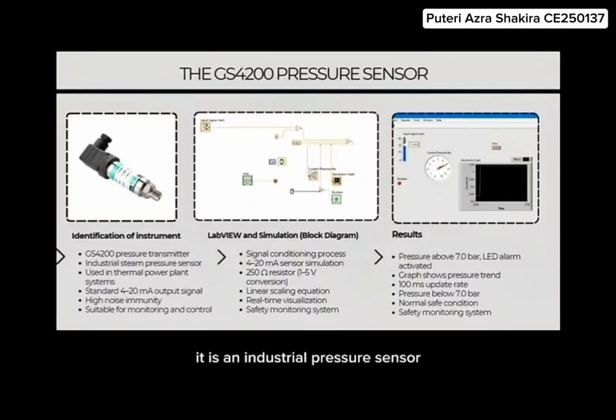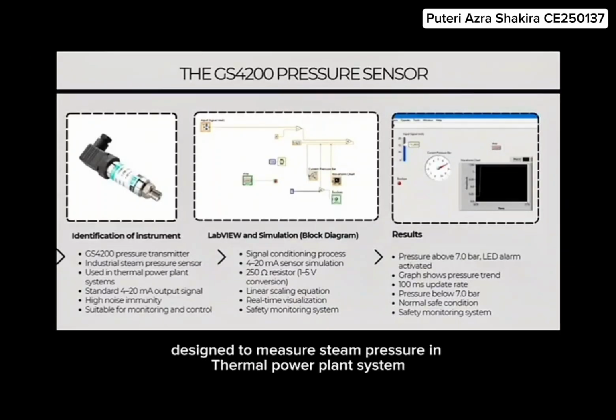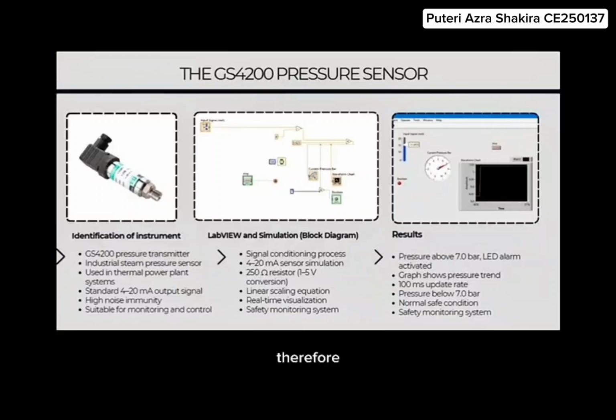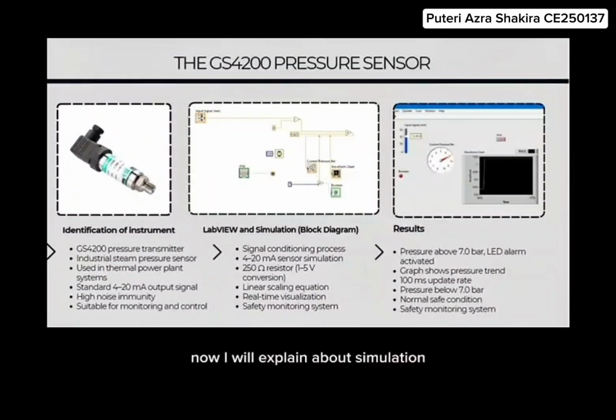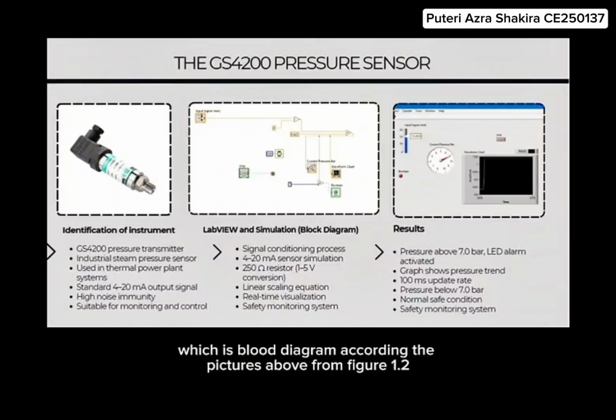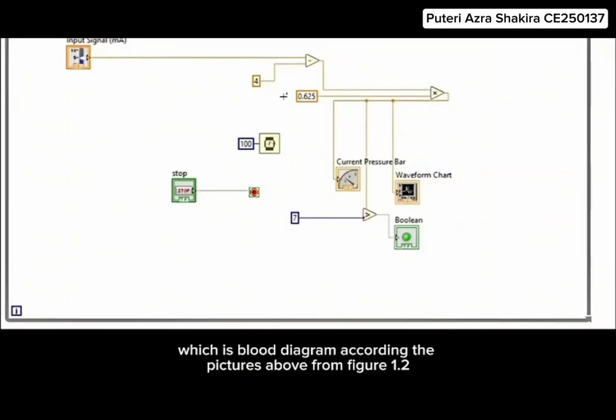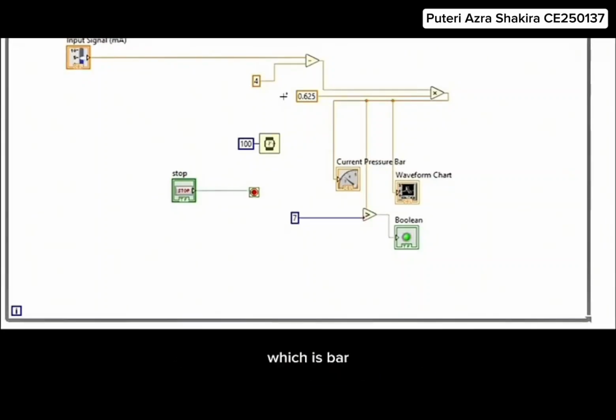Next, I will explain about identification of instrument. I use the GS4200 pressure transmitter. It is an industrial pressure sensor designed to measure steam pressure in a thermal power plant system. Therefore, a 4 to 20 mA current signal is preferred over a 0 to 10 V voltage signal, as the current signal is more robust and less susceptible to electrical interference. The transmitter provides a standard 4 to 20 mA output signal proportional to the measured pressure and commonly used for monitoring and control application.